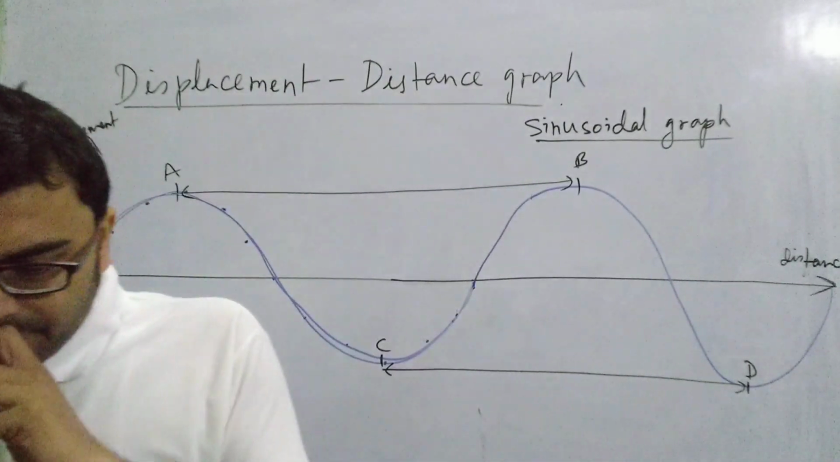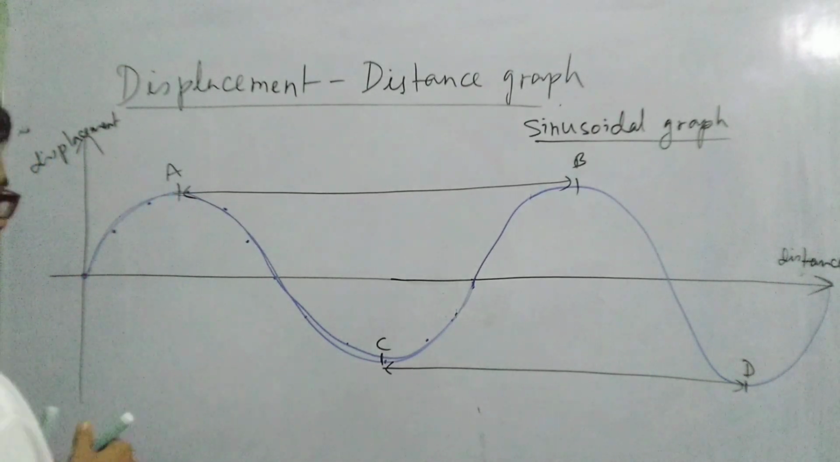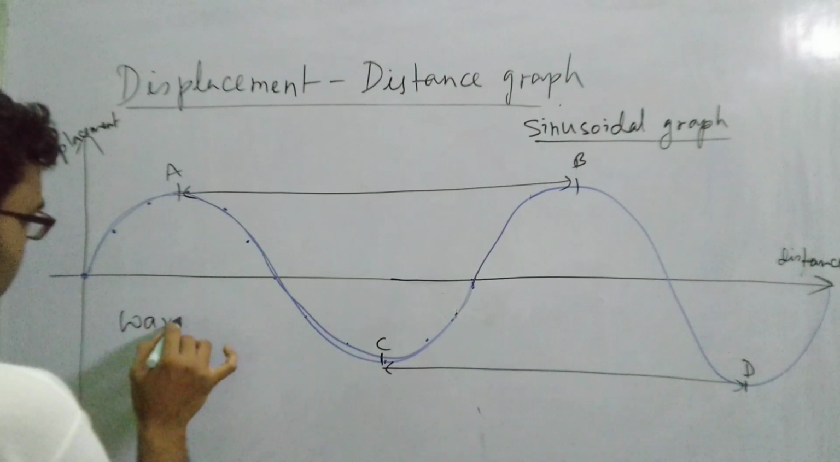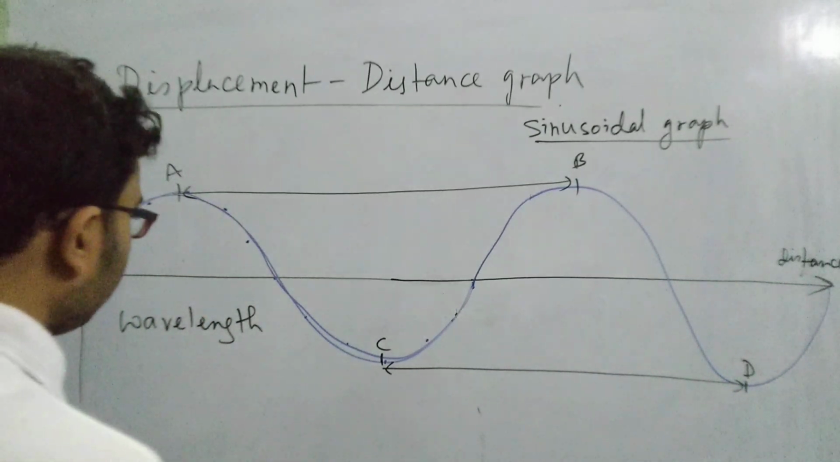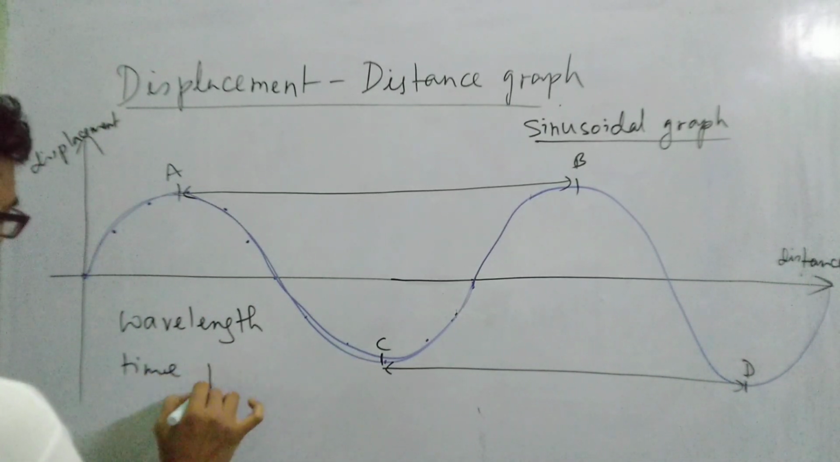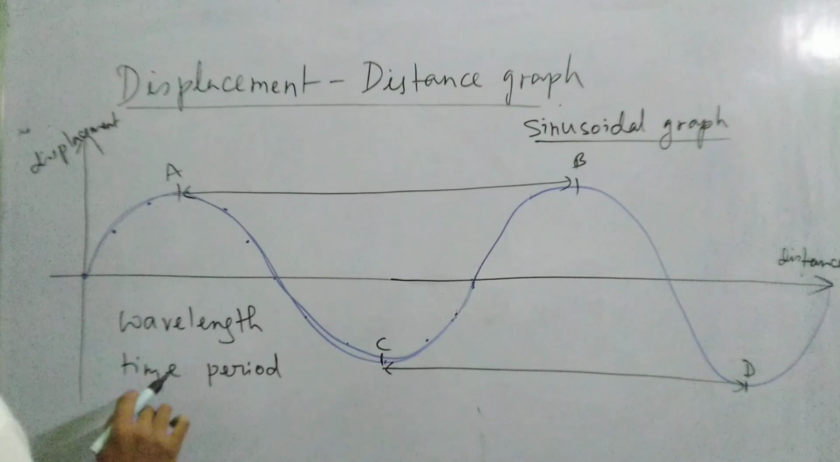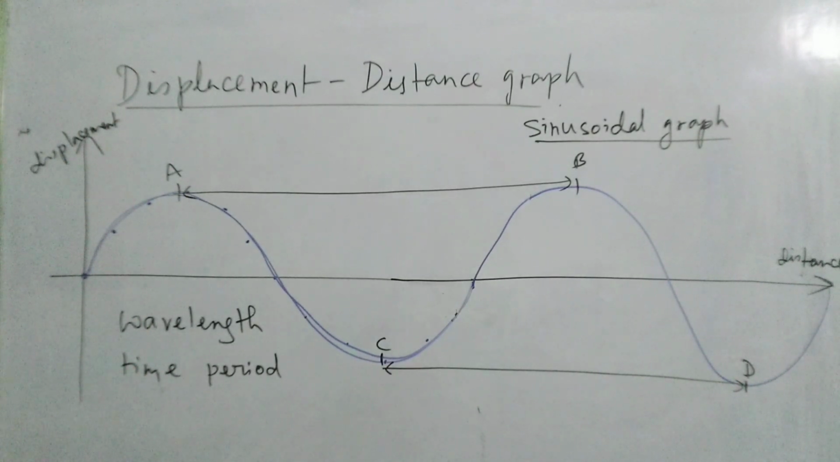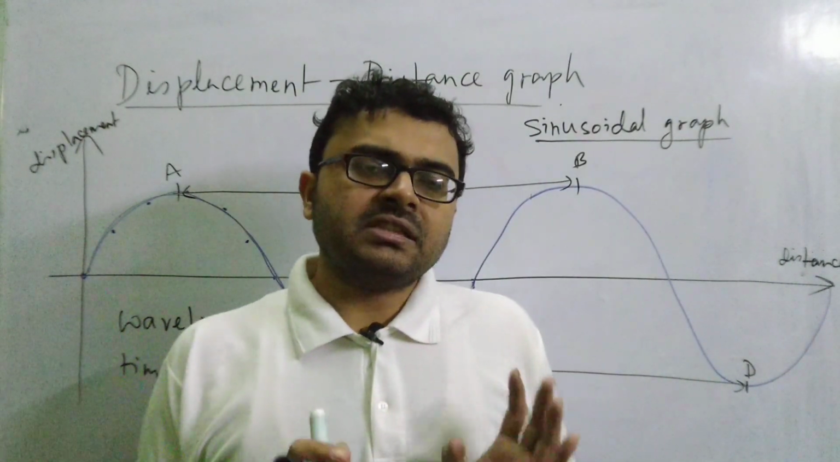Both the displacement time graph as well as the displacement distance graph have the same nature, but they carry different meanings. If we analyze them, we get different information from these two graphs. From the displacement distance graph, we get the wavelength, and from the displacement time graph that I discussed in the previous class, we get the information about the time period. So from two separate graphs we can find out the time period and the wavelength of the wave that is traveling, or that we are analyzing. So this is the displacement distance graph. I think the concept by now is clear to all of you.